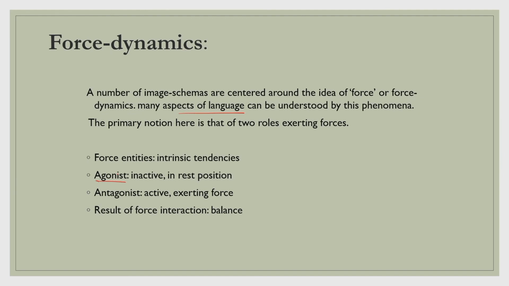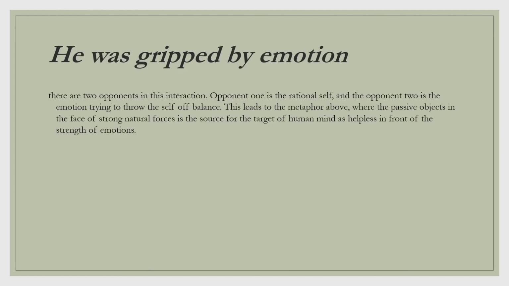So, this is the agonist, which is inactive, in the rest position; the self is always in the rest position. The antagonist is the active force. Something happens to you, somebody says something to you, and the emotion that it generates exerts pressure on the self. As a result of this force interaction, the ideal condition is balance, but when it is off balance, we have various kinds of emotion language like this: he was gripped by emotion. This is a very common way of understanding how one deals with emotions.